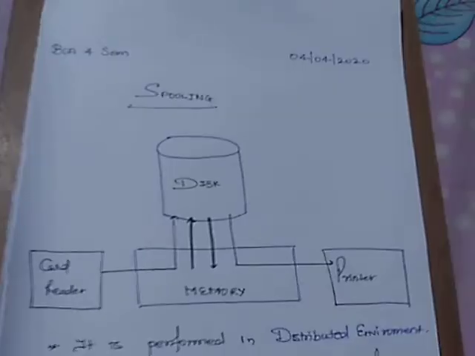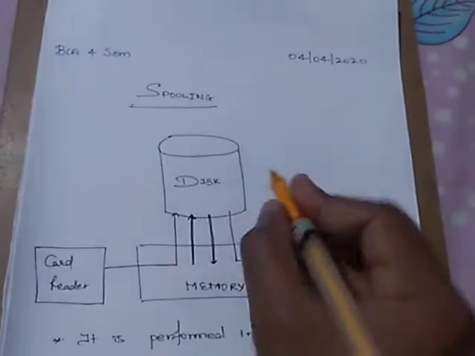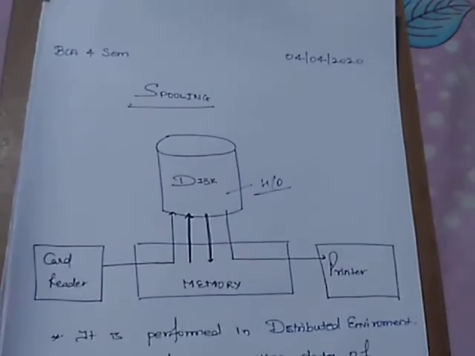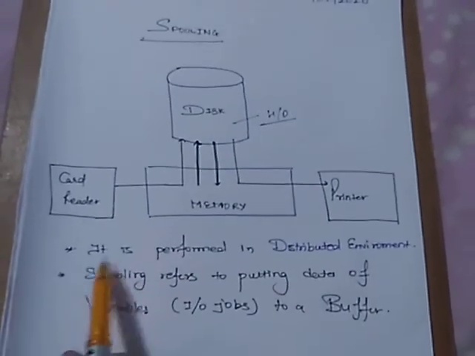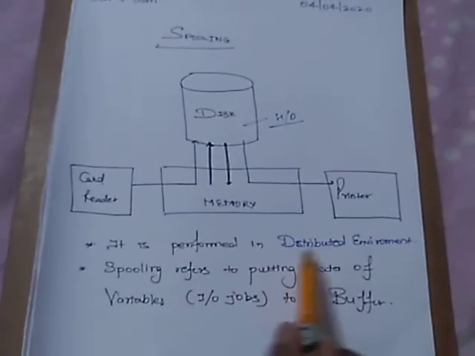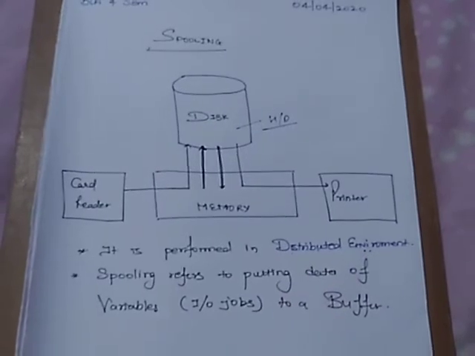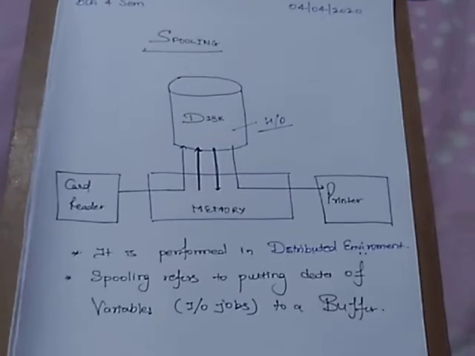As we are continuing with memory management schemes, now the topic for today's discussion is spooling. So, let us discuss spooling. In spooling, a large area of hard disk is used. Point number one, it is performed in a distributed environment. Distributed environment is an environment in which systems are installed in various regions or different area locations.